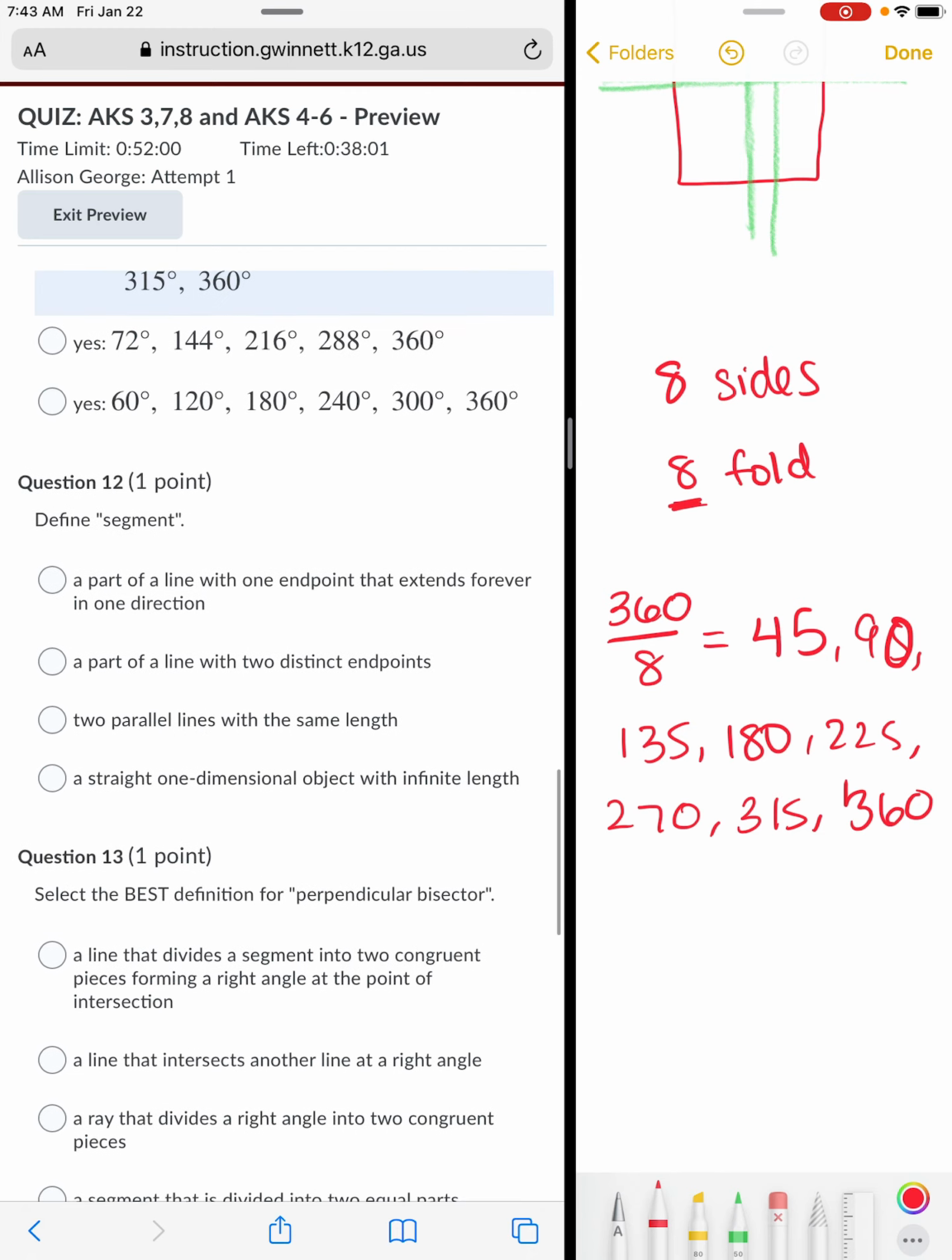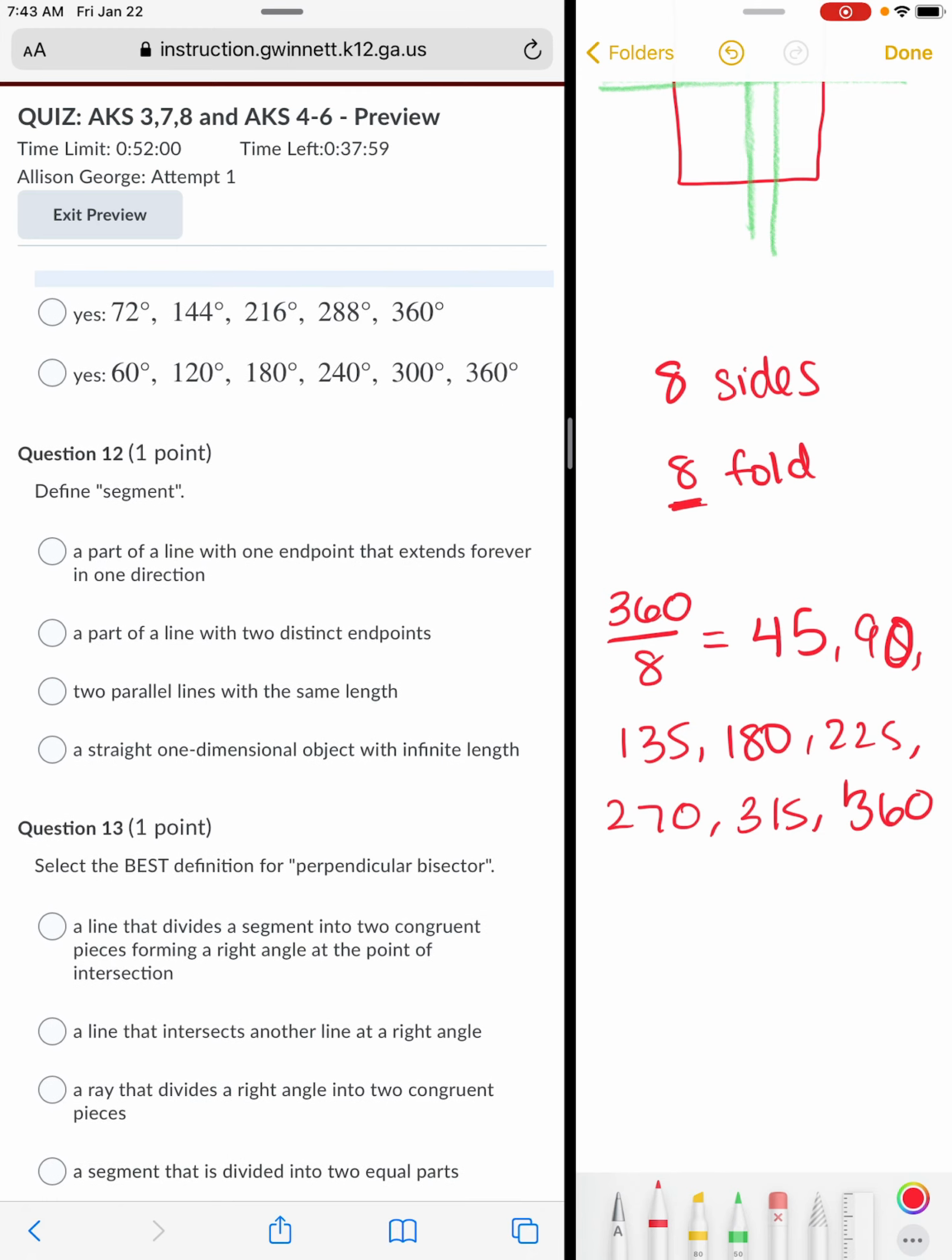All right, number 12 says define segment. What is the definition of a segment? Well, a segment, without looking at the answer choices, I know looks like this. It's like a piece of a whole line. It has 2 endpoints. So the definition here that best describes a segment is number 2, a part of a line with 2 distinct endpoints.